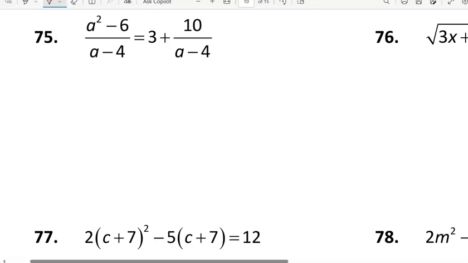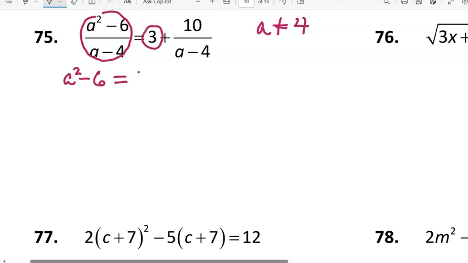In number 75, we need to clear the fractions by multiplying both sides by a minus 4. But before I begin, I'm going to note that a minus 4 can't equal 0. And if a minus 4 can't equal 0, then a can't equal 4. I'm just going to bear that in mind in case we get an extraneous solution. All right, so we're going to multiply this first fraction by a minus 4. In doing so, we get a squared minus 6. I'm going to multiply this term by a minus 4. In doing so, we get 3a minus 12. And the last term, the fraction multiplied by a minus 4, is 10.